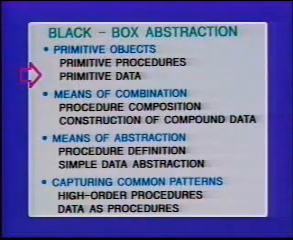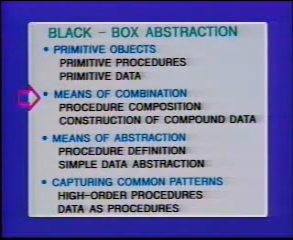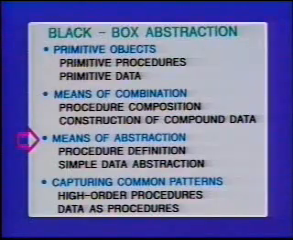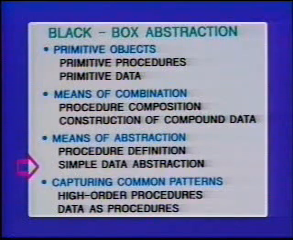Then we're going to see how you take those primitives and combine them to make more complicated things. Means of combination. And what we'll see is that there are ways of putting primitive procedures together to make more complicated procedures. And we'll see how to put primitive data together to make compound data. Then we'll say, having made those compound things, how do you abstract them? How do you put those black boxes around them so you can use them as components in more complex things? And we'll see that's done by defining procedures and a technique for dealing with compound data called data abstraction.